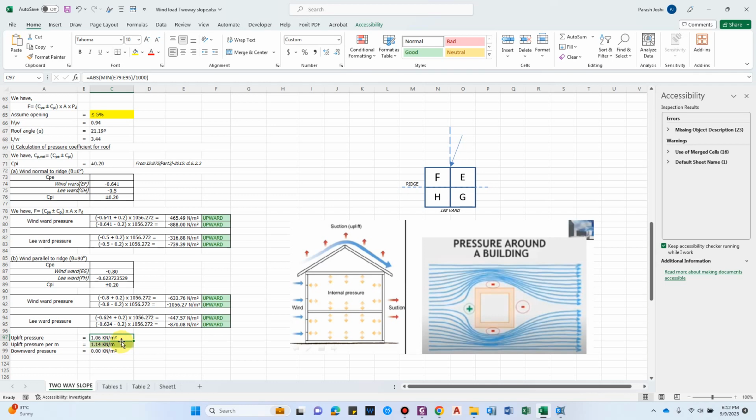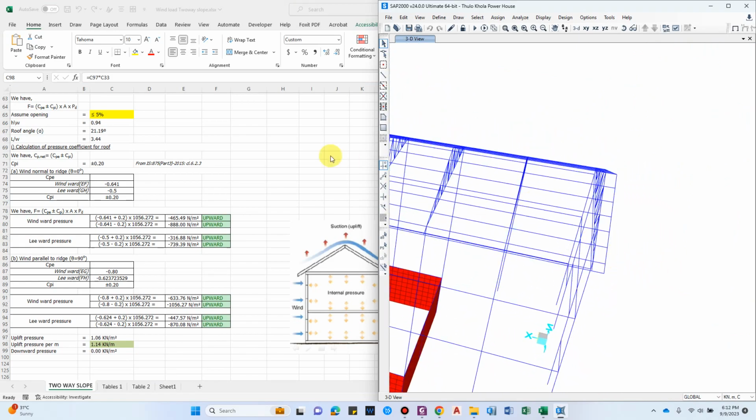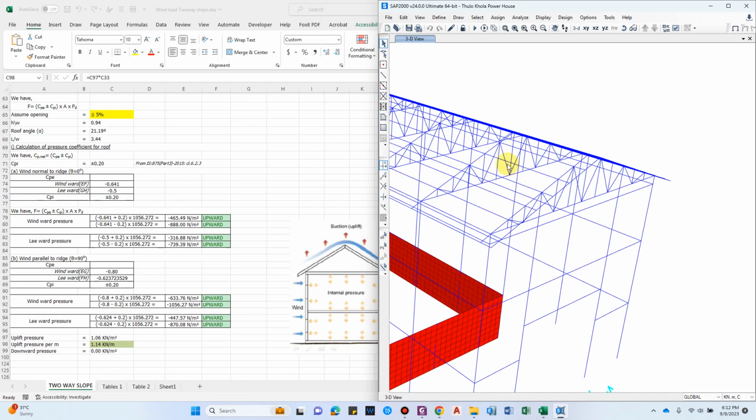So that is 1.06 kilonewton per meter square, and considering the spacing of the purlins, we get this as 1.14 kilonewton per meter. Now we can apply this load on the roof. I will show you both the ways. You can decide whichever you want to go with. So define now. Here firstly we'll draw an area.